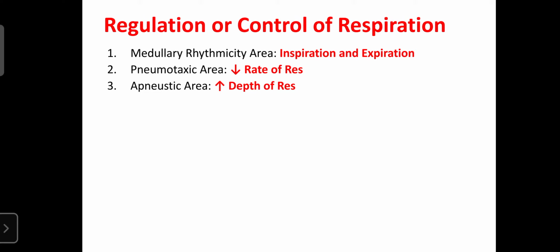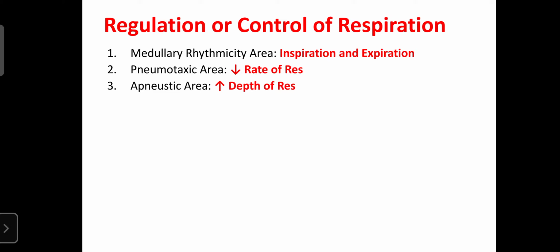Each area is nothing but a group of nuclei, a group of neurons, so they become one area and regulate a particular type of function. Here in the pons, the pneumotaxic area can decrease the rate of respiration. The second one, the apneustic area, increases the depth of respiration.